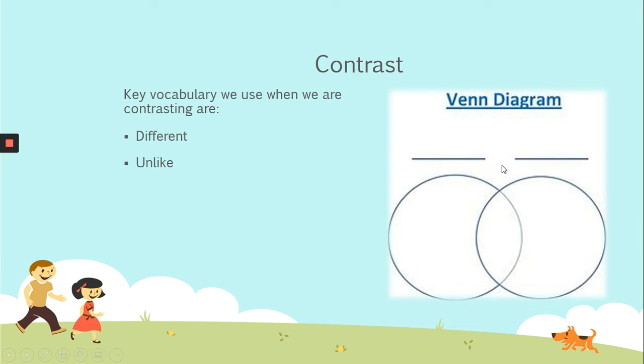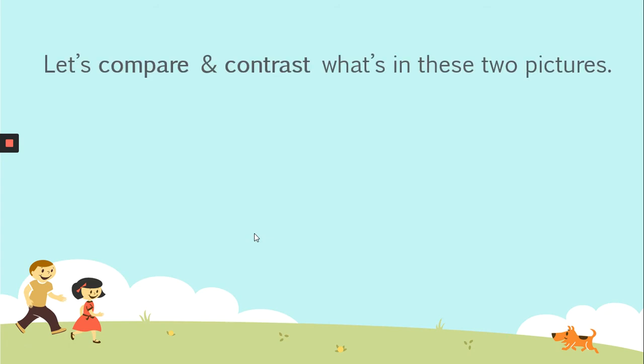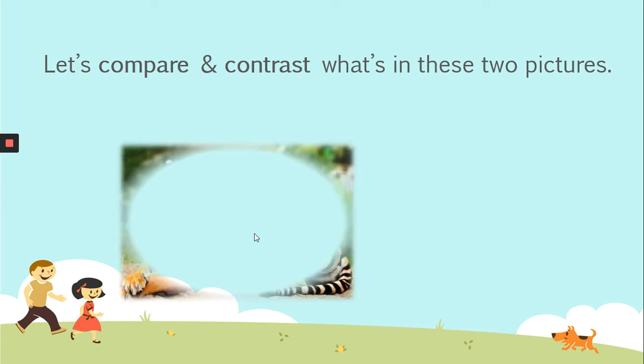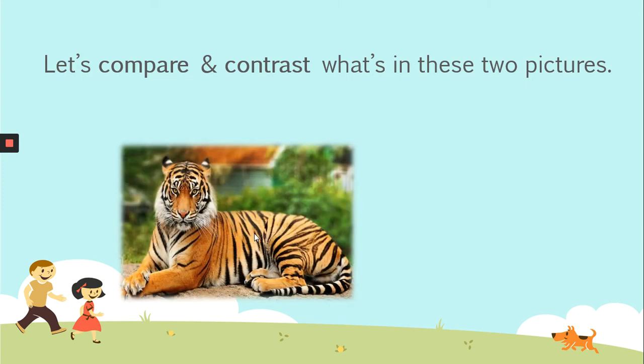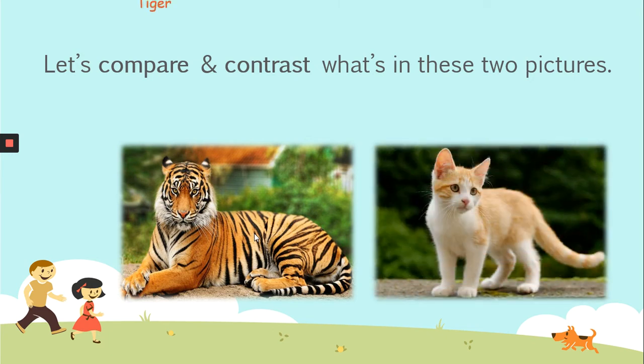So when we place the contrasting things on a Venn diagram, we will place them on the outsides of the middle circle. So they will go on one side over here, and the other thing will go on this side. Let's compare and contrast what's in these two pictures. We have a tiger and a cat.